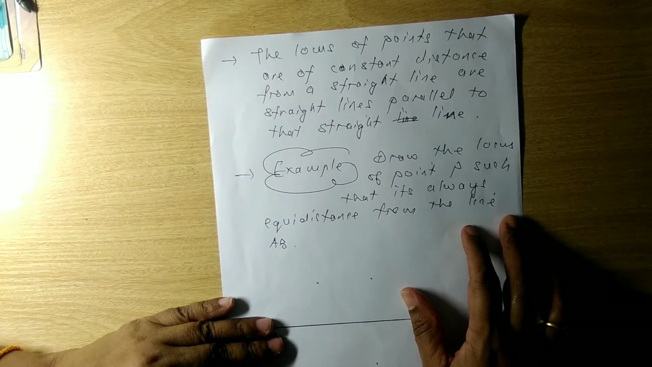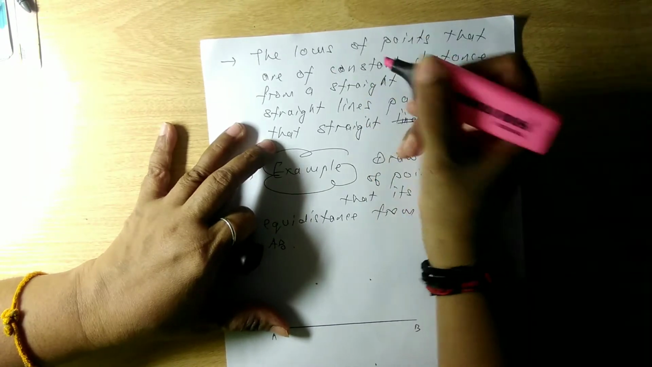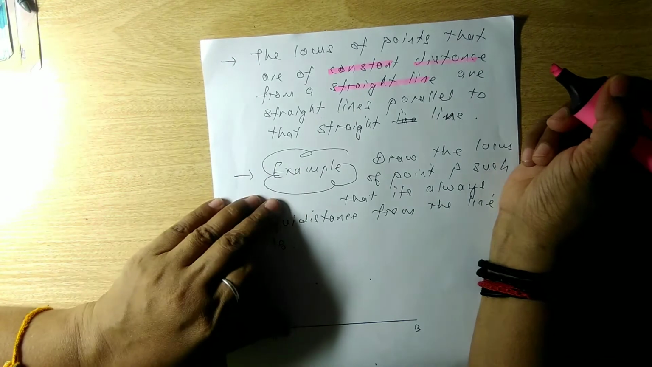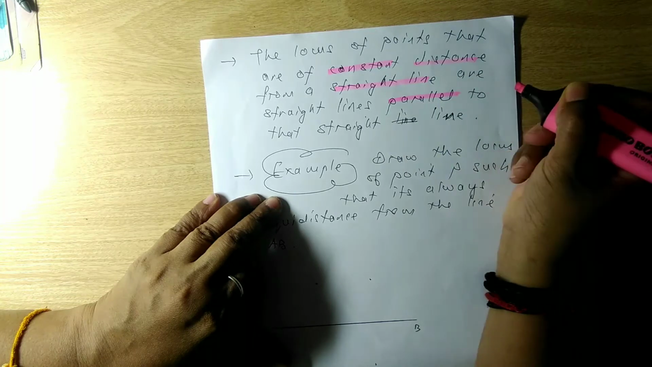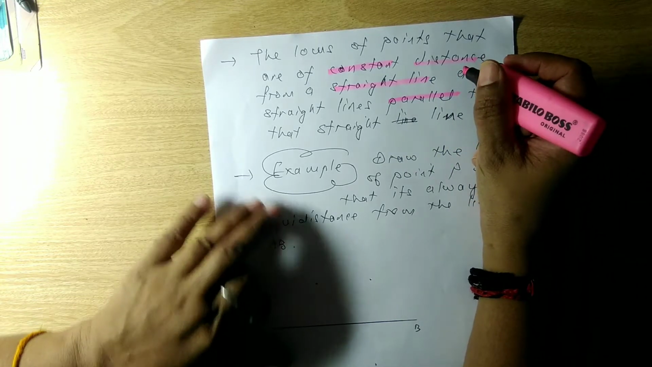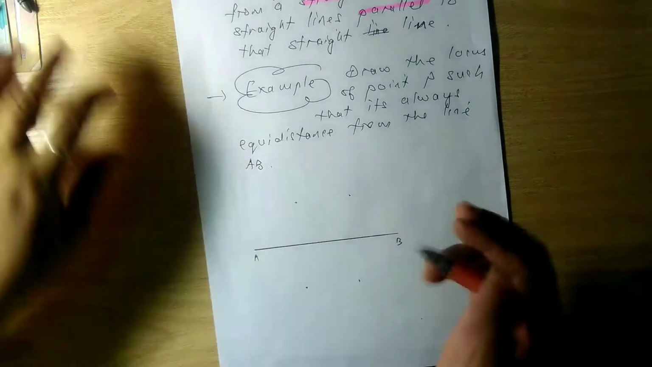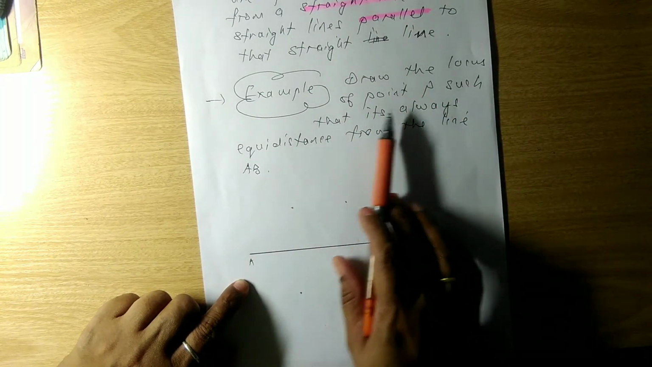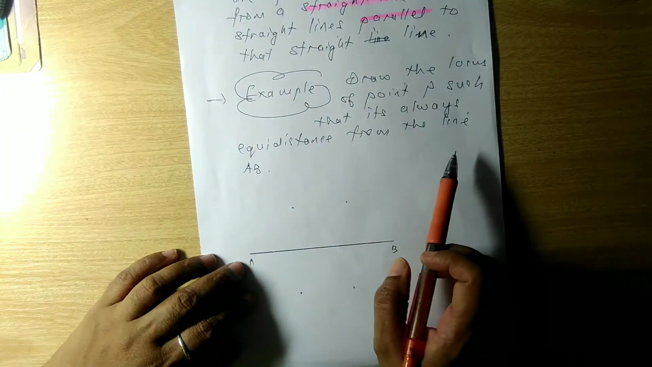Now what happens if a locus of points are a constant distance from a straight line? So the key words here are constant distance from a straight line. Are they straight lines, parallel? They form straight lines which are parallel to the original straight line. So for example, now let's say I've got AB. They want you to draw the locus of a point P such that it is always equidistant from the line AB.